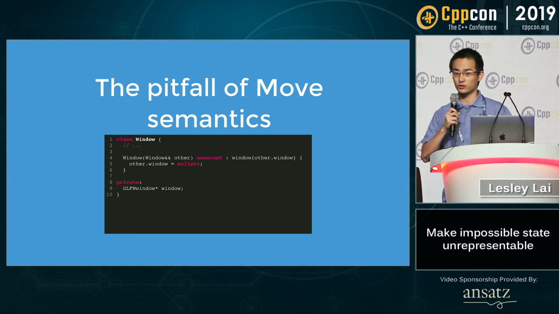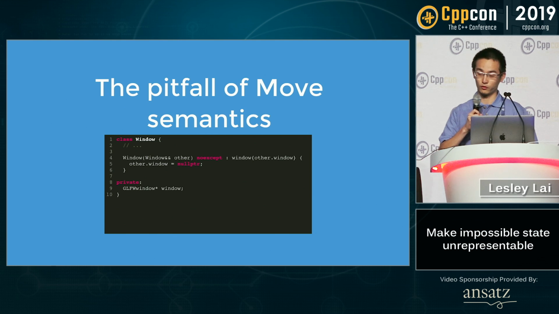And so my suggestion is move semantics is nice, but if you can get away with it, then just delete the move operations. And in CppCon 17, you can even rely on mandatory copy elision.